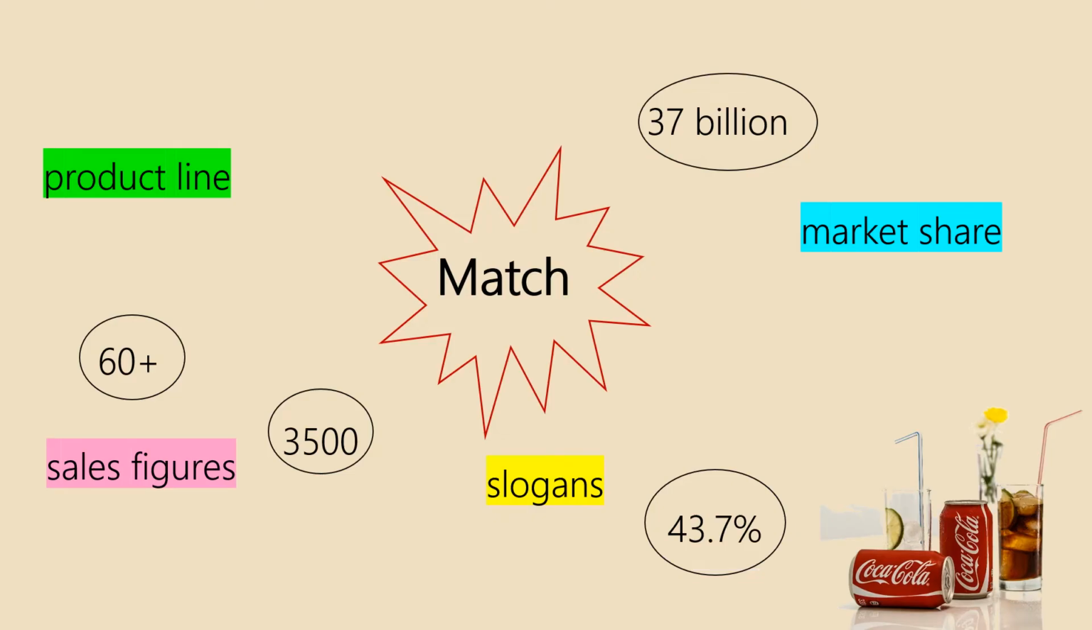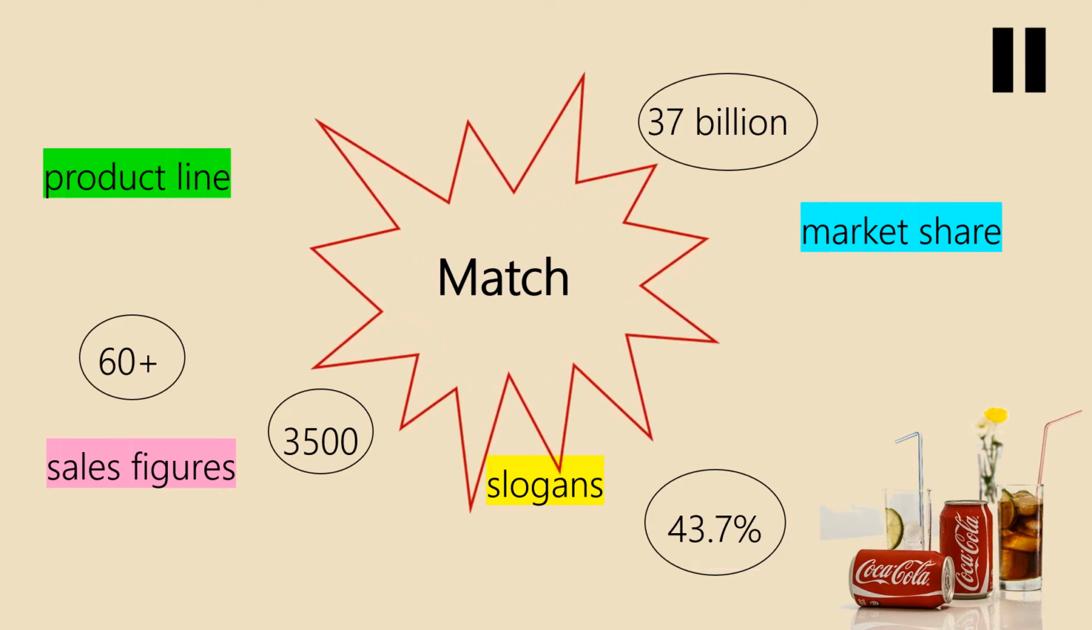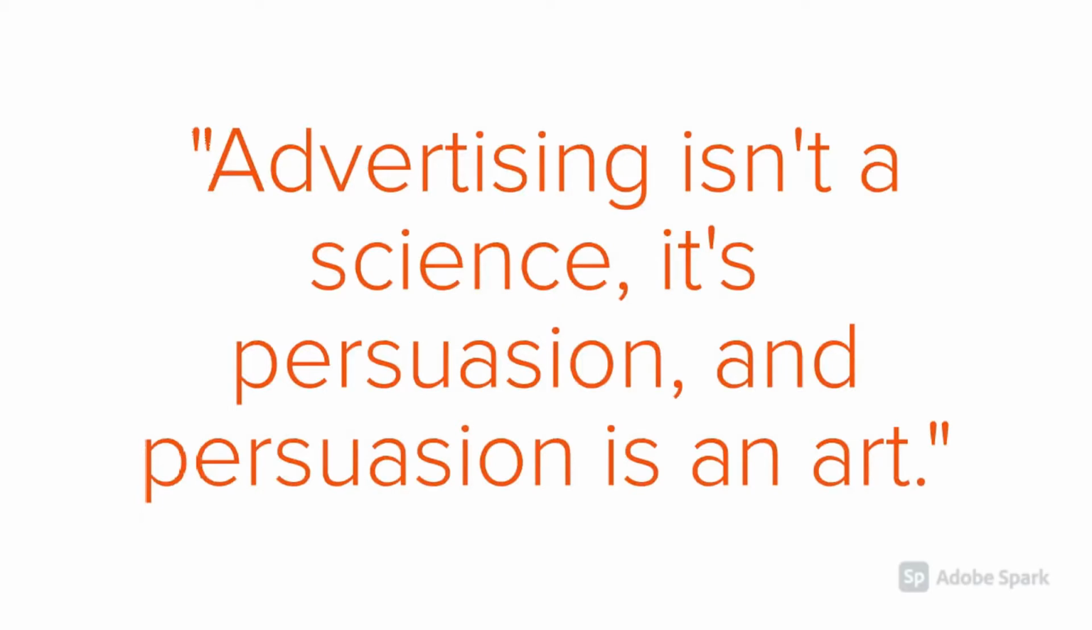You are going to watch a video with information about the Coca-Cola company. Pause this video now to guess and match these figures with the given terms: product line, sales figures, slogans, and market share. William Bernbach, a US advertising executive, said, "Advertising isn't a science, it's persuasion, and persuasion is an art."